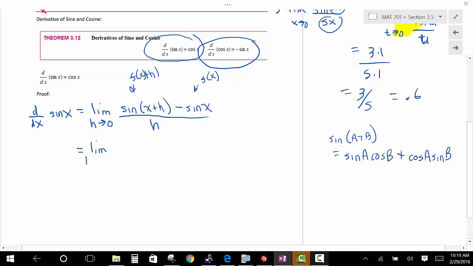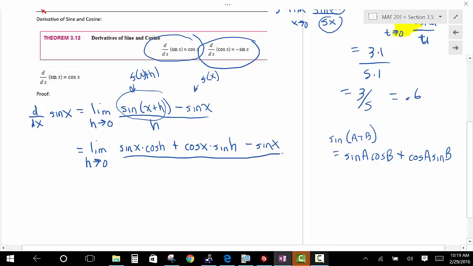So we're going to have the limit as h goes to 0, and we're going to replace that with that identity. So it's going to go sine x times cosine h plus cosine x times sine h minus sine x all over h. That is applying that identity. Now, how do mathematicians figure that out? A lot of times they just play with stuff.